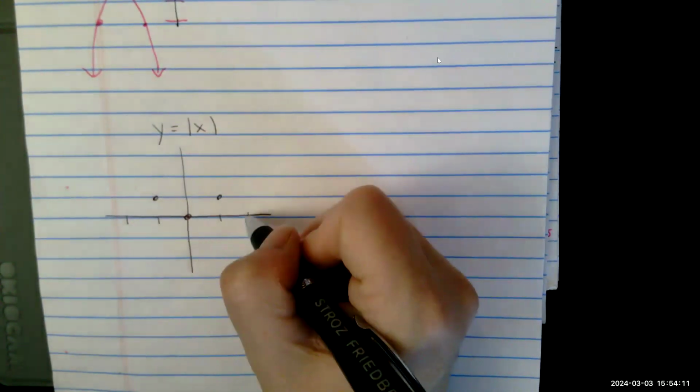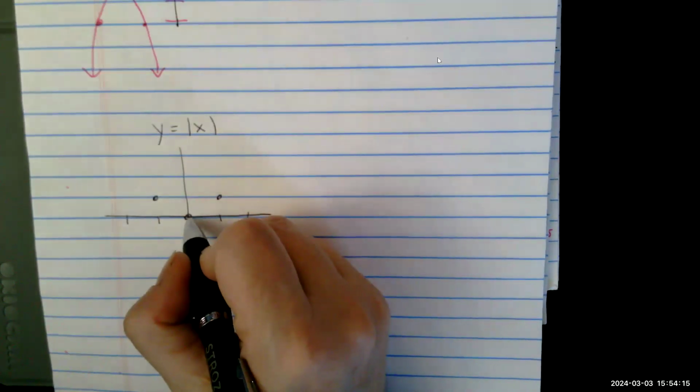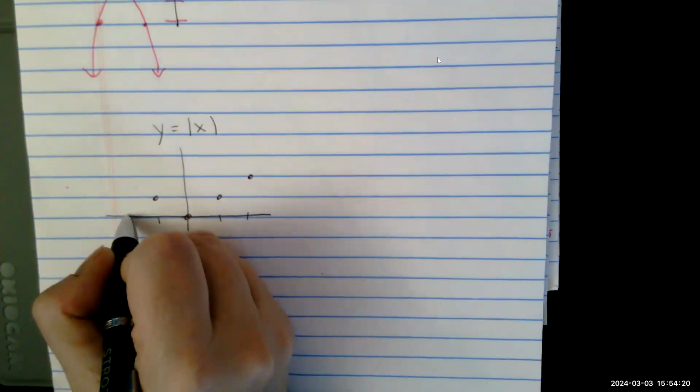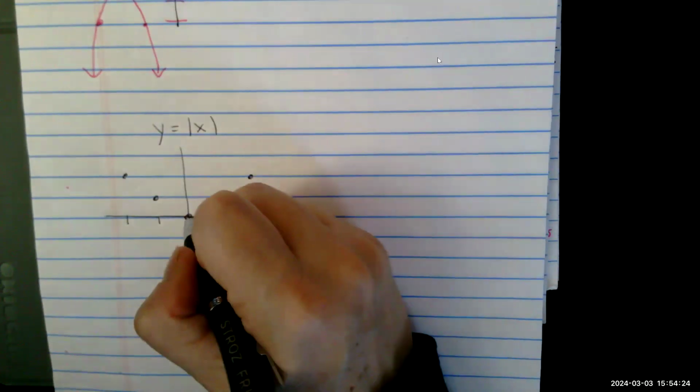Remember, with a parabola, we would do 2 go up to 4. But we're not squaring anything here. So we're just doing the absolute value. So what is the absolute value of 2? 2. What is the absolute value of negative 2? 2. So it's just straight lines on both sides. So that's the parent graph.